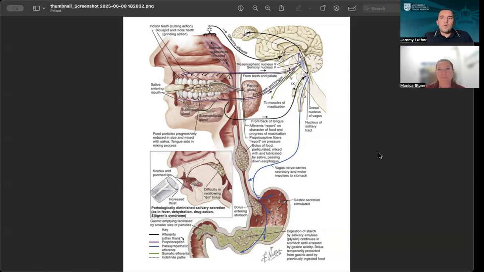Okay. So for our second stage, which is the oral transit stage, this is when your food is already chewed, or your liquid's already in your mouth, and your mouth is going to start to push it all back from the front to the back. It's going to push all the food back to your pharynx, or like to the back of your throat. And then from there, we have our third phase, Monica.